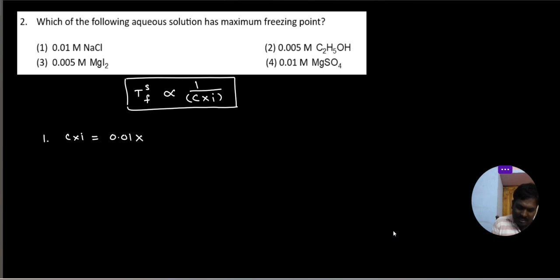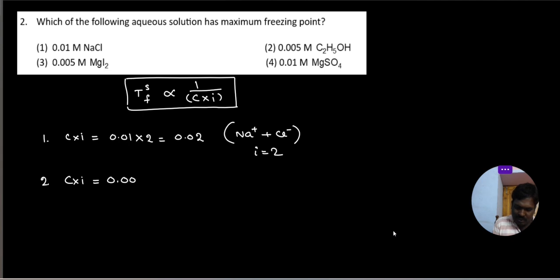Concentration 0.01 into sodium chloride, Na+ Cl-, van't Hoff factor 2. So C into I is 0.02. Clear? Here how many ions? Na+ and Cl-, so the van't Hoff factor is 2. Now second option, C into I.